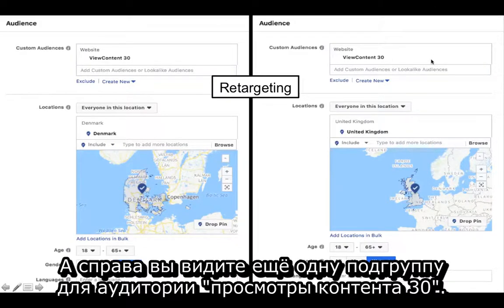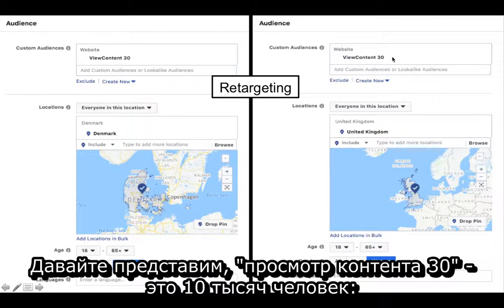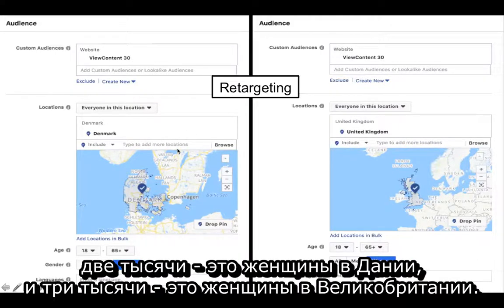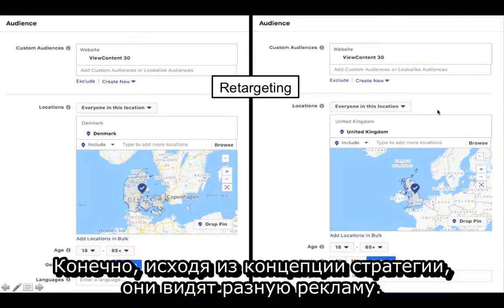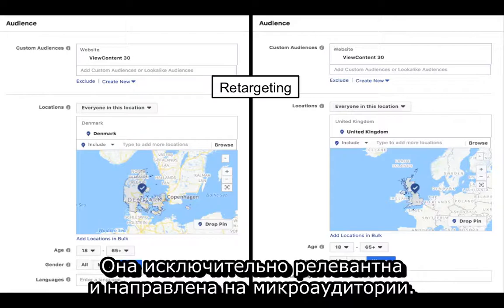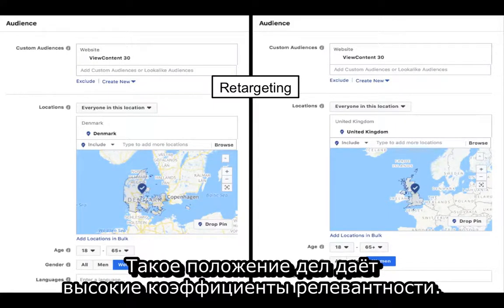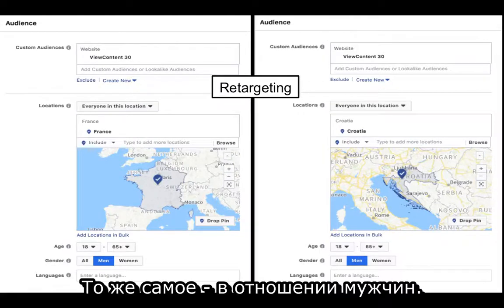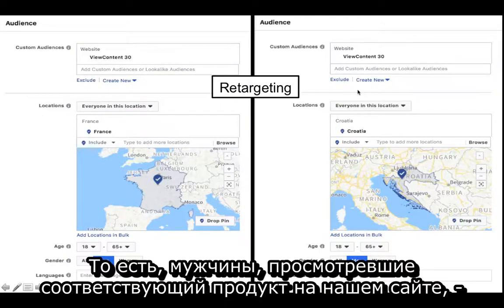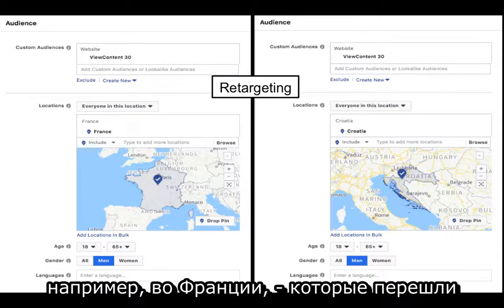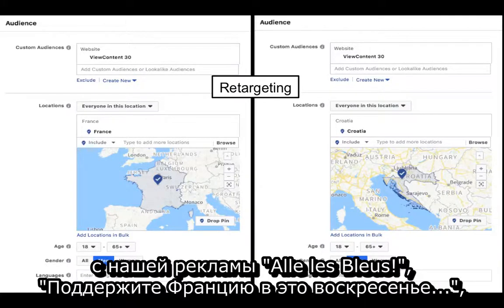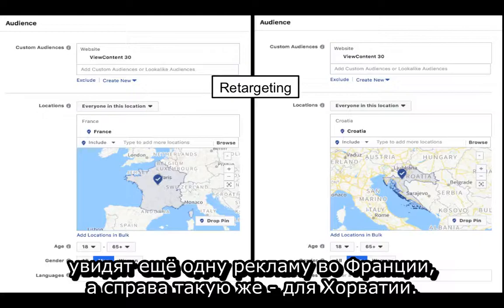On the right side, you see another set of the view content 30. So let's say our view content 30 is 10,000 people. 2,000 of them are women from Denmark, and 3,000 of them are women from the UK. And they see, of course, a different ad, according to this strategy of being very relevant with the micro audiences, because this helps you to get very high relevance scores. And the same with men, of course. So the men that have come to our website and viewed our specific product, for example, here in France, that have come from our Allez les Bleus and support France this Sunday ad, they see another ad here for France, and then on the right side for the ones in Croatia.